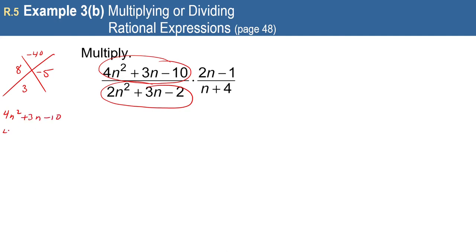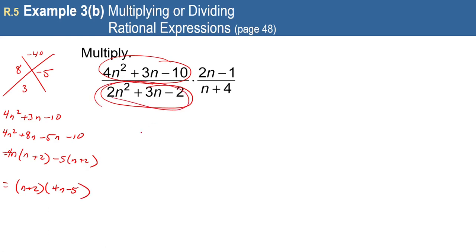And I can write the middle as 8n minus 5n minus 10. We can factor out this as 4n times n plus 2 minus 5 times n plus 2. The top factors as n plus 2 times 4n minus 5. And we can do the same strategy here for the bottom.